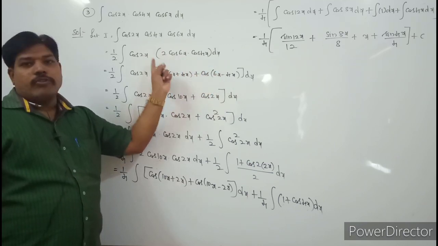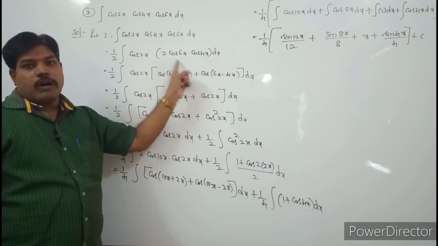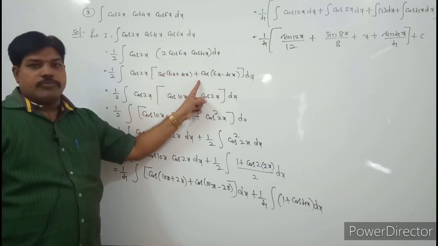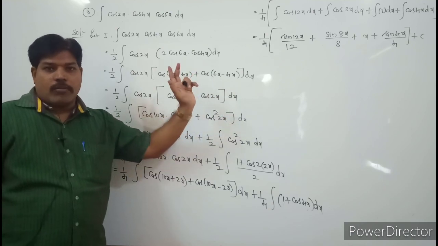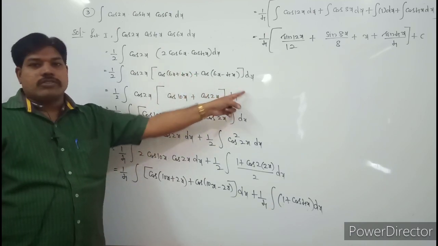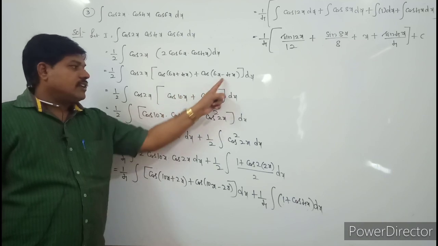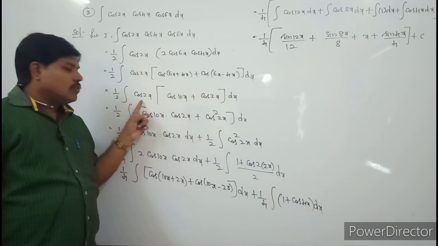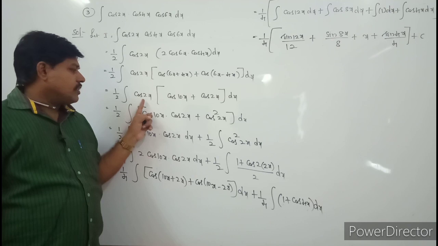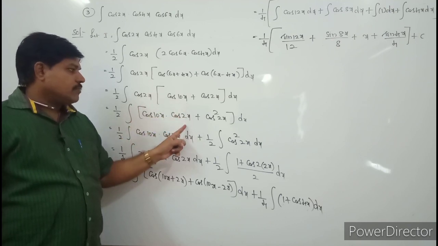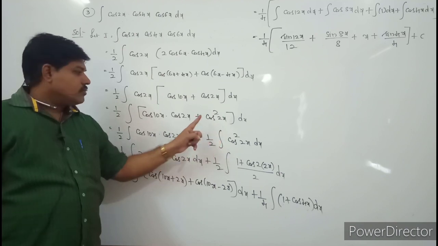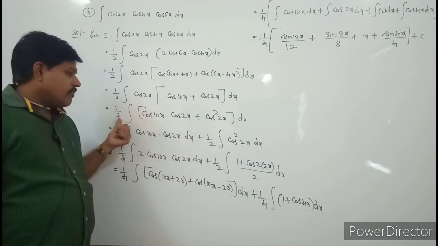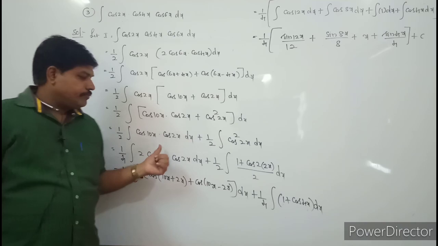So it is in the form of 2 cos a cos b, which is cos of a plus b plus cos of a minus b. Compulsorily write down the formulas. Cos of a plus b plus cos of a minus b. It is a cos 10x and this is a cos 2x. So multiply with the cos 2x, what happens? Cos 10x into cos 2x plus cos 2x into cos 2x is a cos square 2x. So just multiply with 1 by 2 and separate the terms.